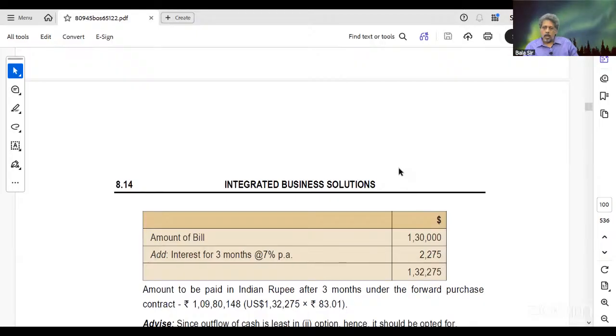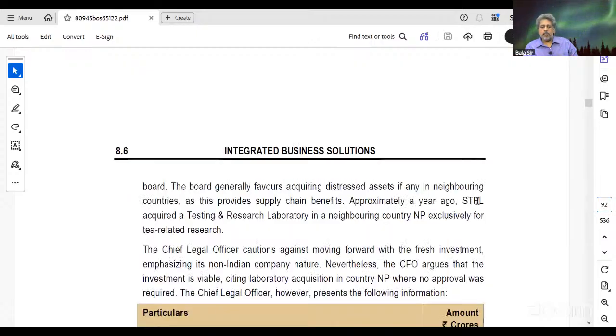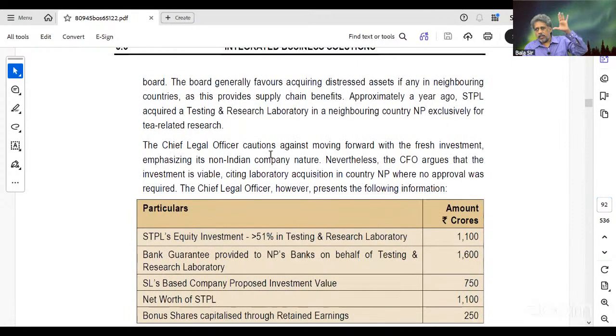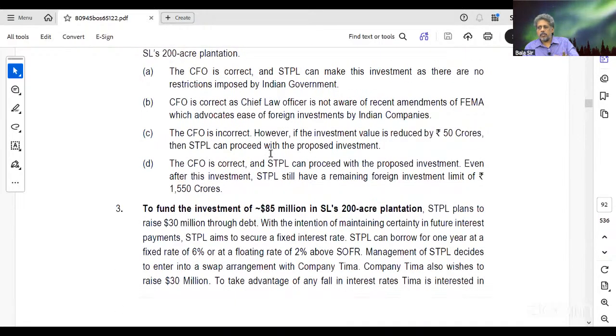Now let us go ahead and take on. There is an MCQ, right? Yes, sir. It is MCQ number 3. For this, data is there in the MCQ itself to answer this. Now let us go ahead and take on this question. Yes, sir. Question number 3.